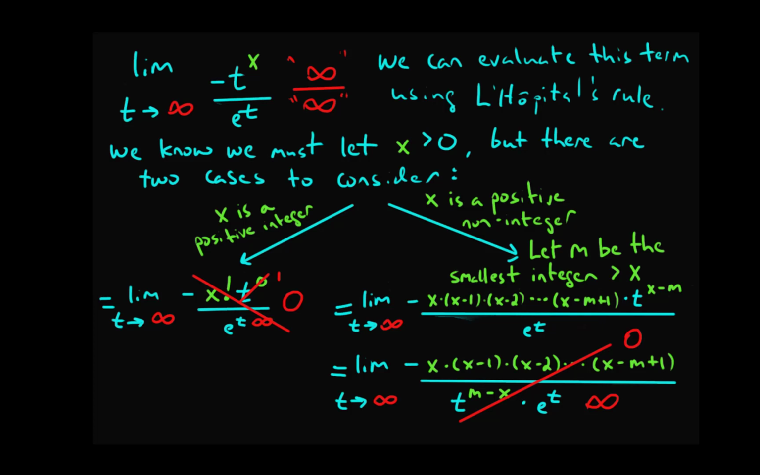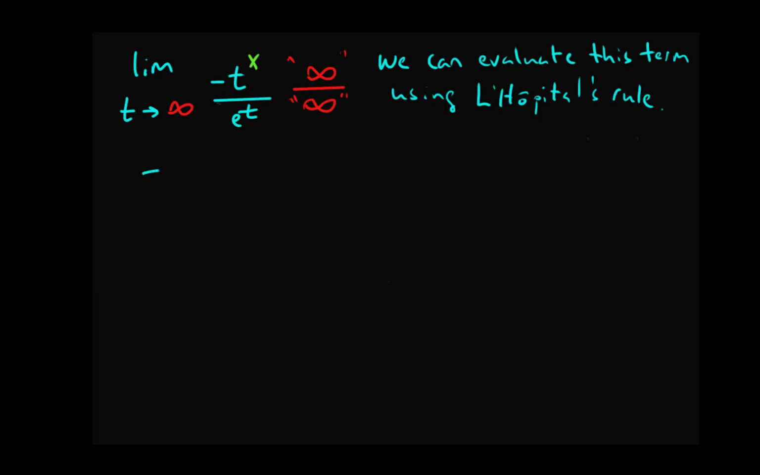So the end result here is that no matter what positive number we let x equal, in either case, whether x is an integer or not, the limit as t approaches infinity of the expression negative t to the x over e to the t equals 0, applying L'Hopital's rule in both cases. Again, these are all the cases where x is a positive number, a fixed constant greater than 0.